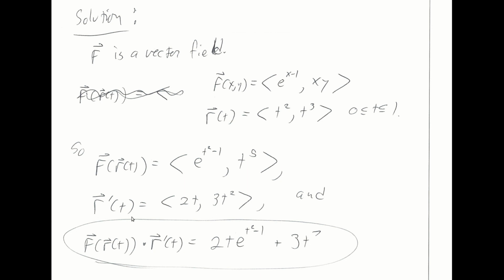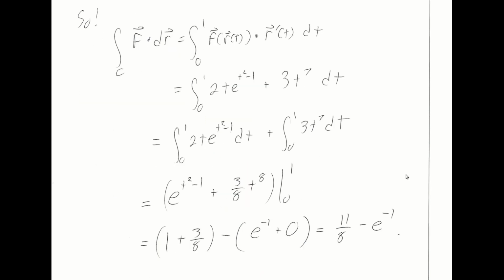And I can take the dot product of these two. I'm going to get the product of the first components, 2t e to the t squared minus 1, and the product of the second components, which will give me 3t to the 7, multiplying like bases and adding the exponents there. So now I have my dot product. And now it's all over but the Calc 2 style integral that must be computed.